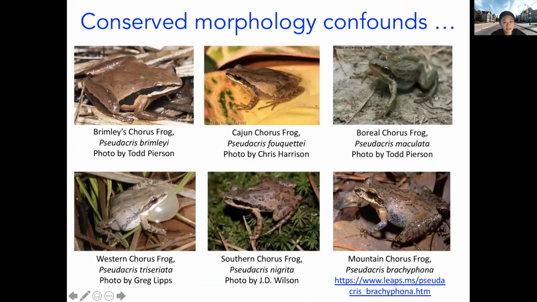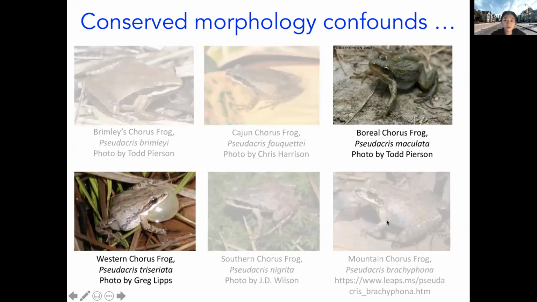So the phenomenon of conserved morphology is not confined to tropical frogs. We also find it in frogs in North America. And perhaps the most interesting and challenging are the chorus frogs in the genus Pseudacris, a selection of which are shown here: Brimley's, Cajun, Boreal, Western, Southern, and mountain chorus frogs. All those frogs have similar morphology. They all have three stripes on the back. Their marking variations are subtle, and their size and shape are quite similar.